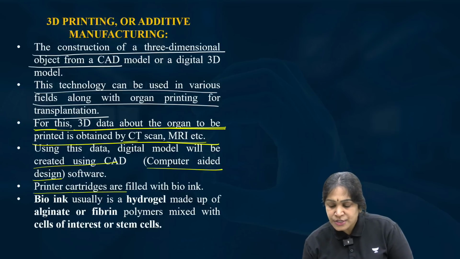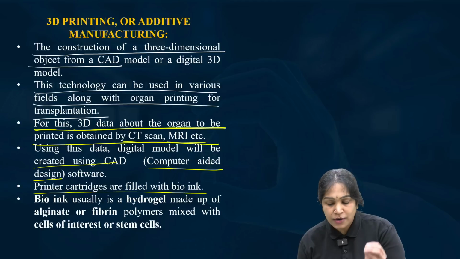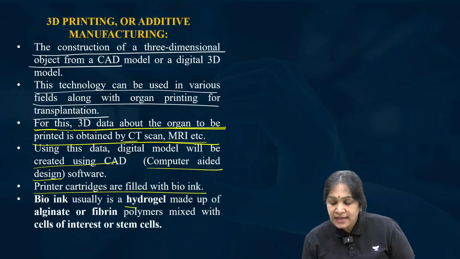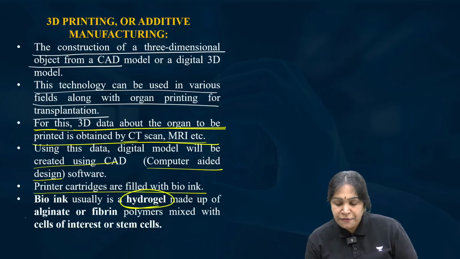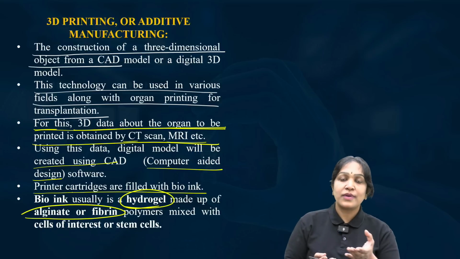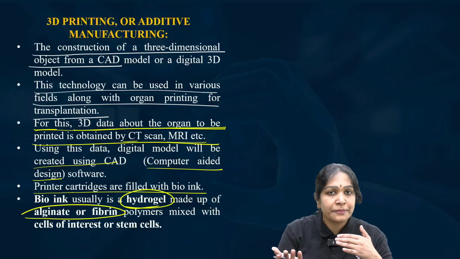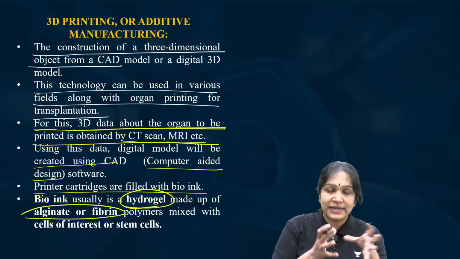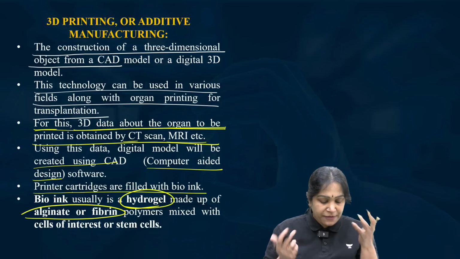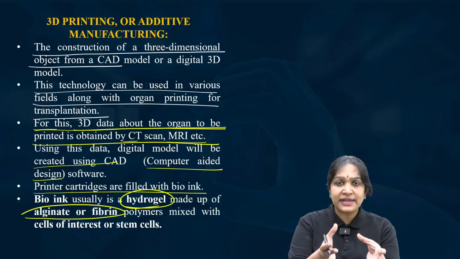The printer cartridge will be filled with bio ink. What is bio ink? It is a hydrogel made up of alginate and fibrin. Okay, I want to print a human heart. What are alginate and fibrin doing? They form the base material. Is it clear? Okay, they form like the buffer, the base material.